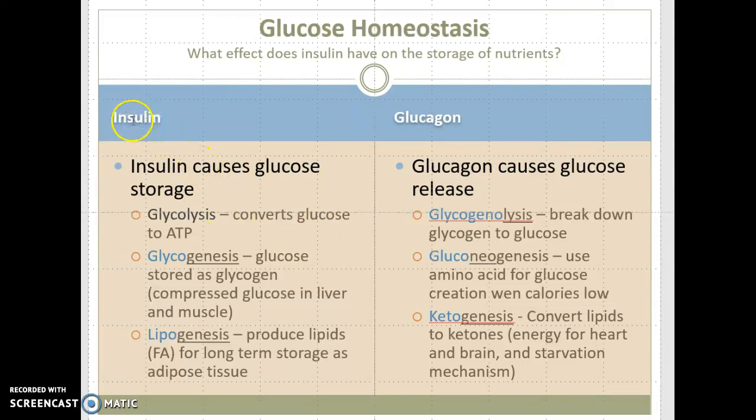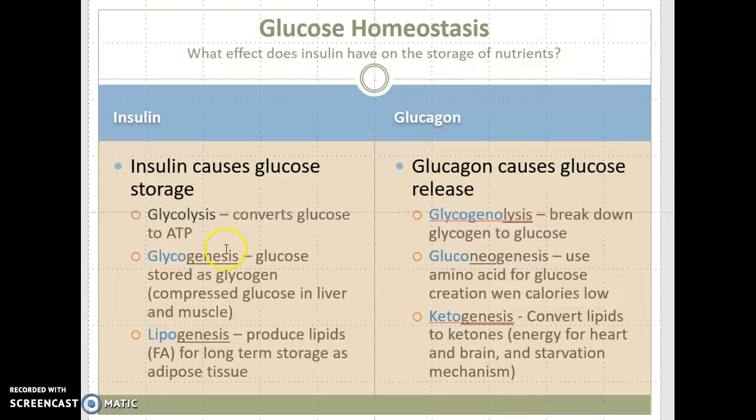So insulin, as we mentioned, and glucagon are the two hormones that are essential. Insulin is going to increase the movement of blood glucose into the cells, and glucagon is going to increase the glucose release from the liver and even the muscles, just to get our blood glucose back up.